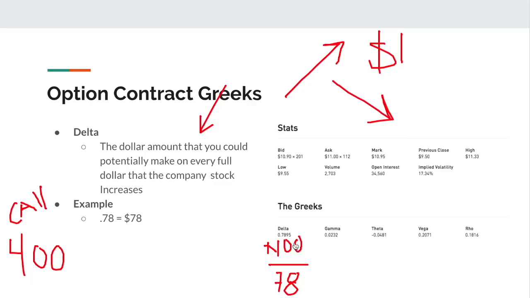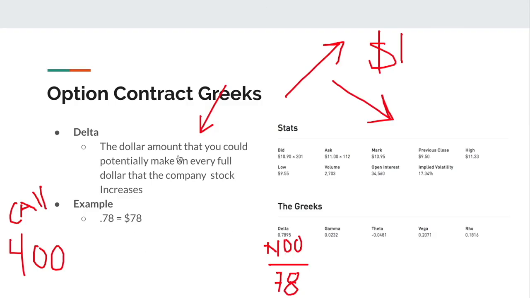Remember, one thing to keep in mind about the Greeks is that they're always changing. I mean, they're going to stay around the same decimal points. However, as the stock goes up and down every day, the Greeks will continue to change intermittently. So they're not set numbers, but they can give you an idea of how much you could possibly make when you are buying an options contract, whether it's a call or a put.